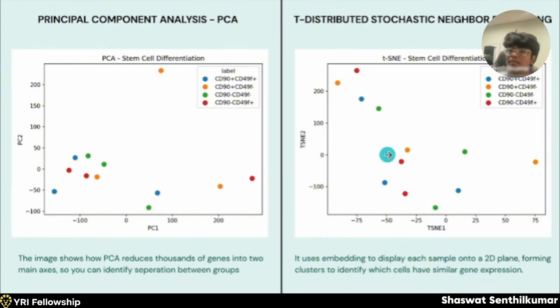The overlap between them reveals that it's more of a program that the stem cells are going through, and how you can display each sample onto this graph, so you can identify which cells have similar gene expression between them in order to identify the different types of subgroups.